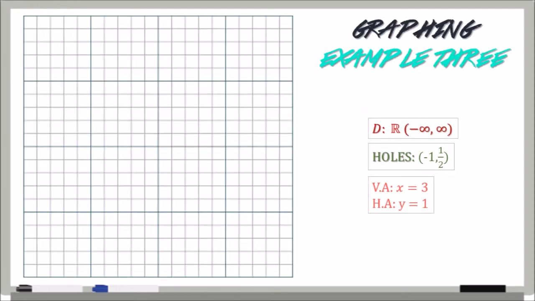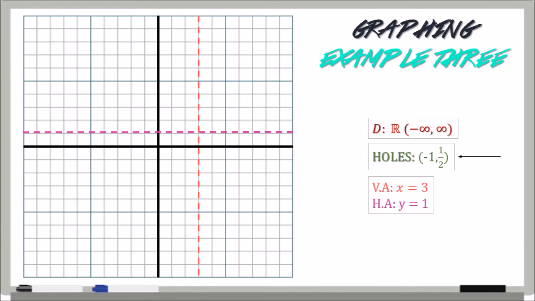Now that we have that done, let's see if we can graph all of the asymptotes we found. Starting with my vertical asymptote, x equals 3. When we do this, you want to remember that when drawn, it is a dotted line. Moving on with our horizontal asymptote, we'll be drawing that at y equals 1. Next, we need to draw a hole which is at (negative 1, 1/2). To represent that, draw an open circle at those values.